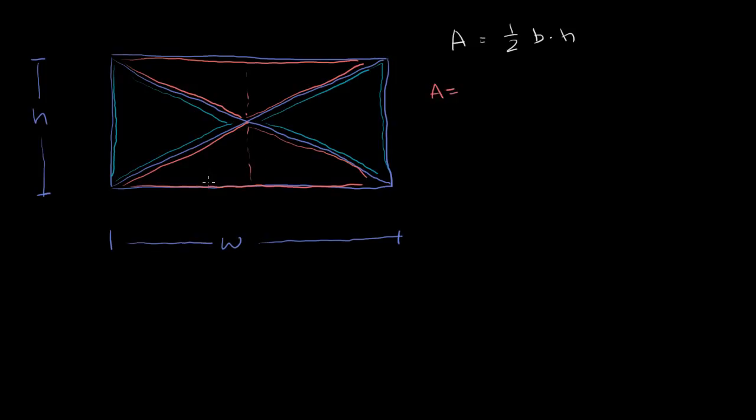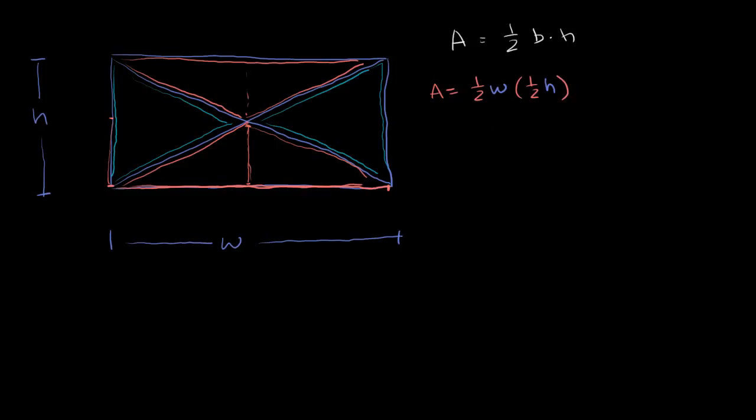The area of the orange triangle is going to be 1/2 times the base. So the base of the orange triangle is this distance right here. It is w. So 1/2 times w. Now, what's the height here? What's this distance? Well, we already talked about it. It's exactly halfway up the height of the rectangle. So times 1/2 times the height of the rectangle.